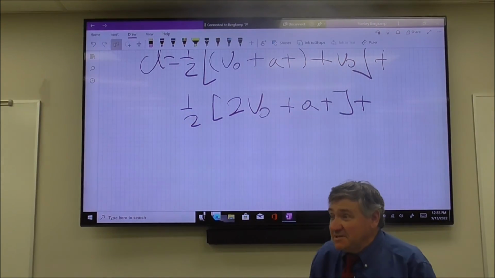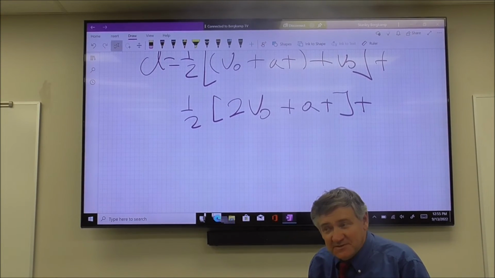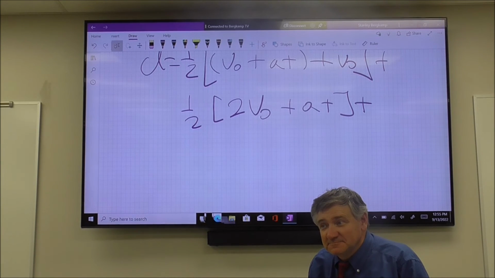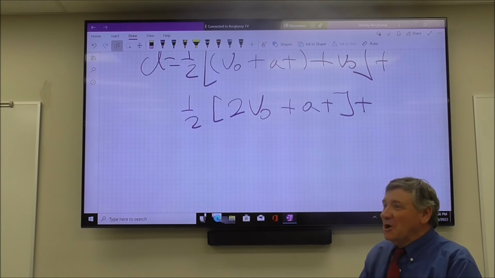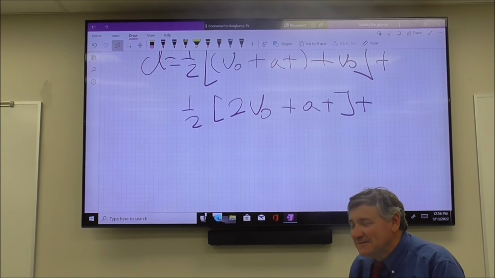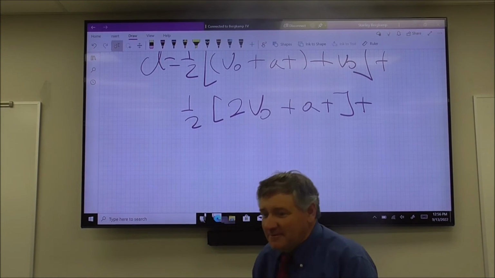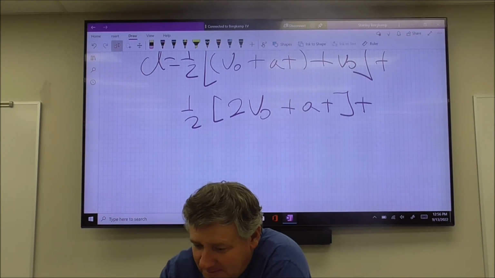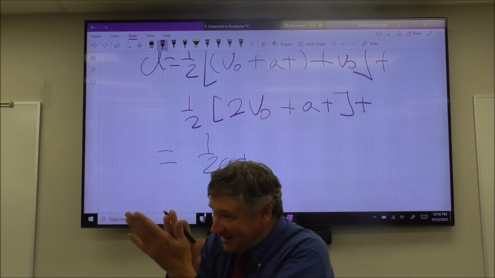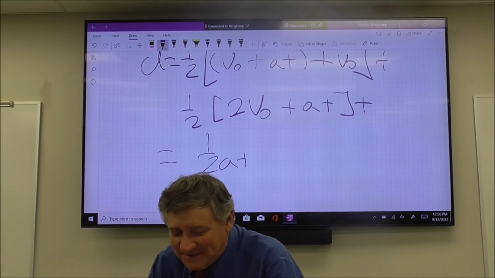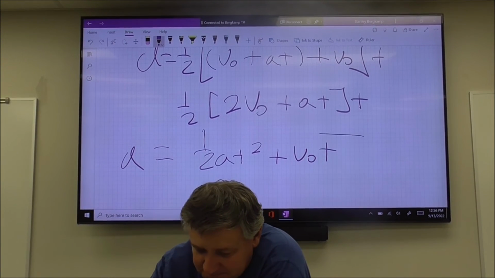Nick, what am I going to get? This is without a safety net. Come on, you're on the tightrope. v naught, plus... Right away, people are going, oh, you're going to fall, stop. v naught t plus 1/2 at squared. There you go. So I got 1/2 at squared plus v naught times time.